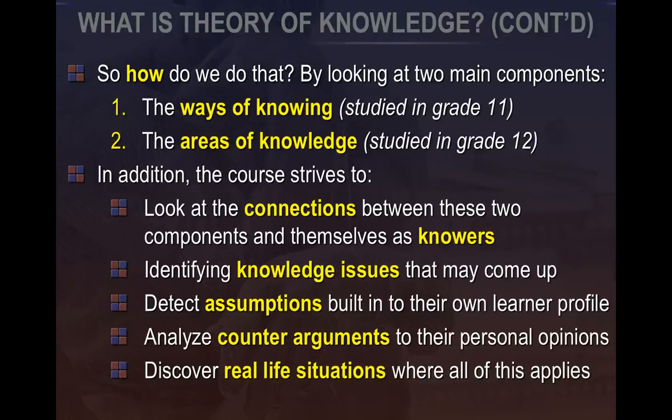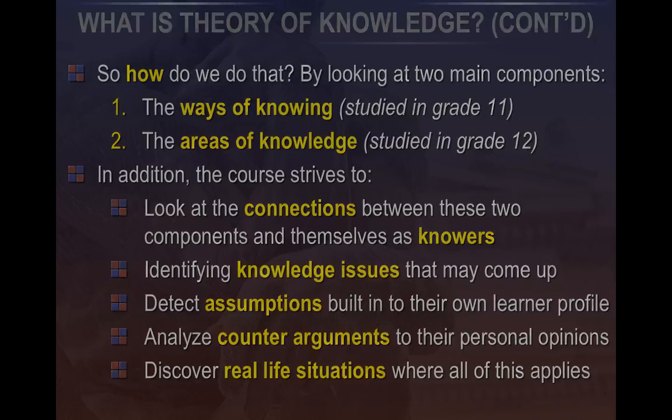Well, there are 2 main components broken up over the 2 years. The ways of knowing, which is studied in grade 11, and the areas of knowledge, which is studied in grade 12. In addition to this, the course strives to look at the connections between those 2 things and have students examine themselves as knowers of knowledge. We identify knowledge issues or knowledge questions that come up and detect assumptions that are built into their IB learner profile. We analyze the counterargument to their personal opinion and discover real-life situations where all of this applies.